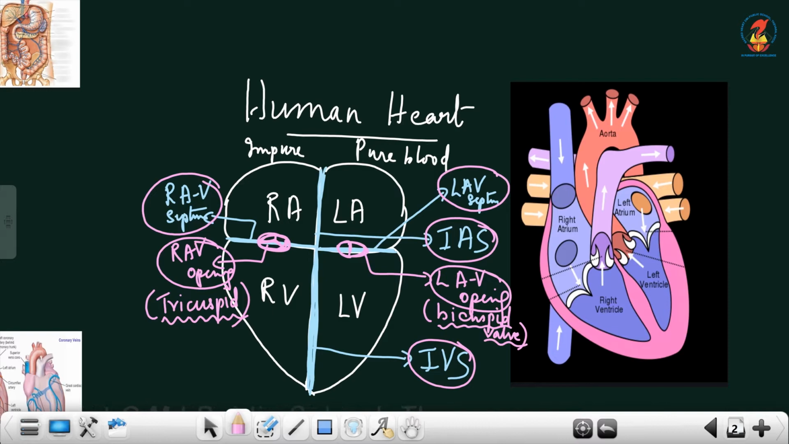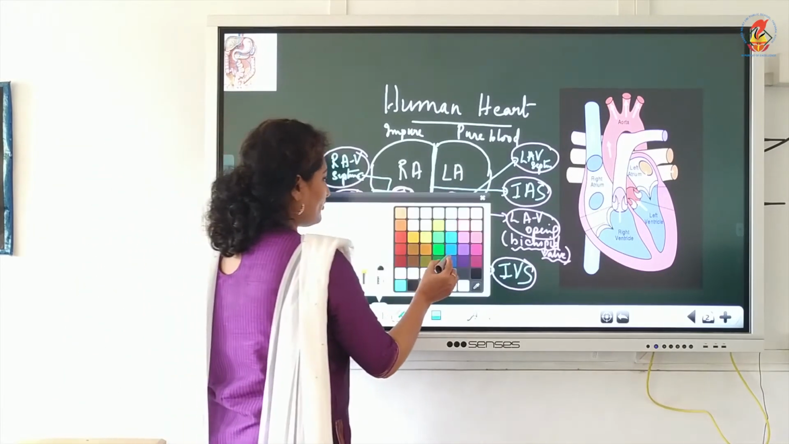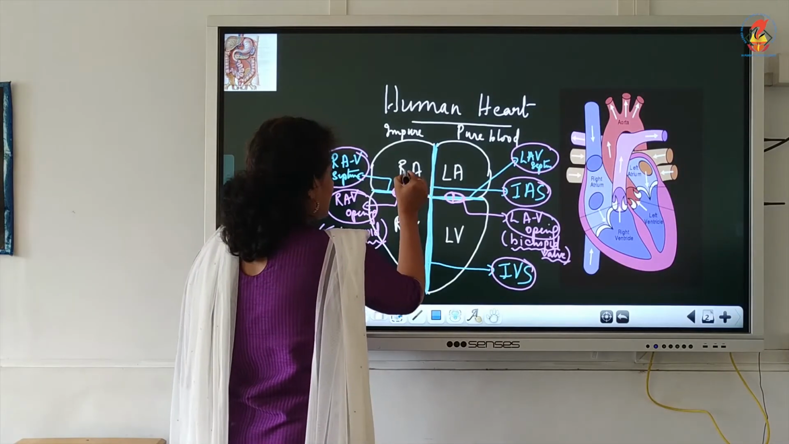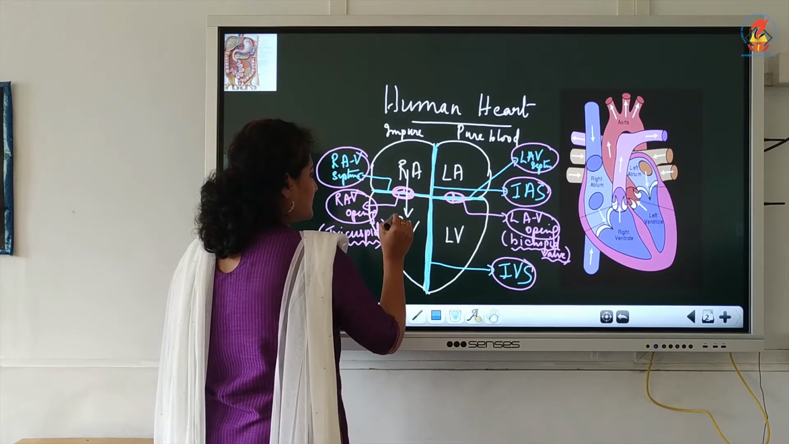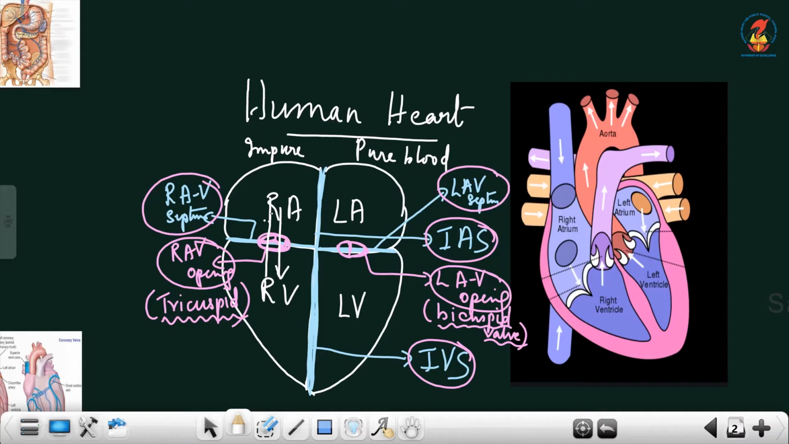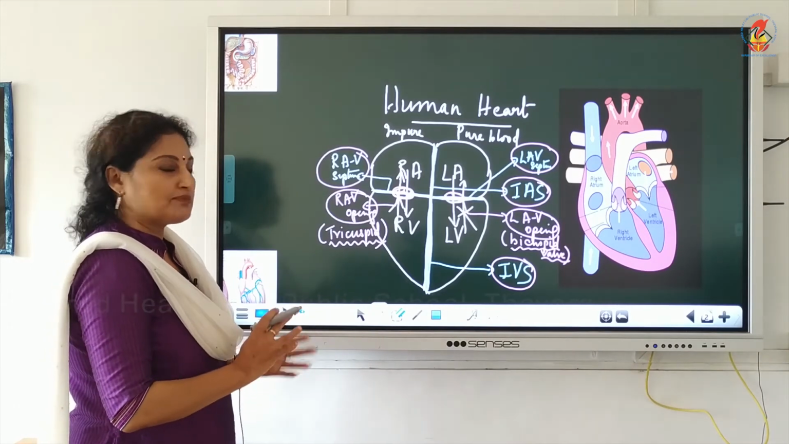The importance of these valves is that they prevent the backward flow of blood. The blood can only flow in one direction. If it goes from the right atrium to the right ventricle, it will never go in the reverse direction, that is from the right ventricle back to the right atrium. Similarly, on the left side from the left atrium to the left ventricle, not the reverse from the ventricle to the atrium. Reverse does not occur because of the presence of valves. So, the structure of the chambers and the associated septum and valves is done.